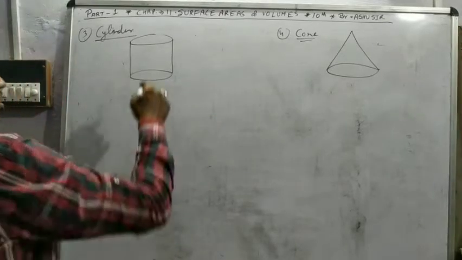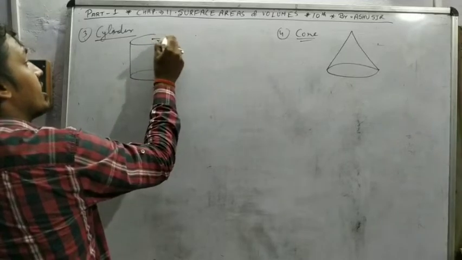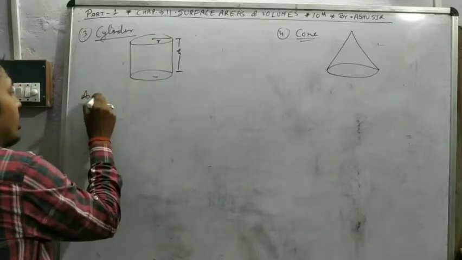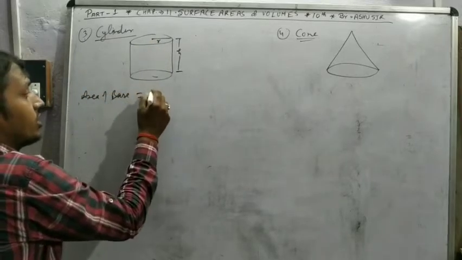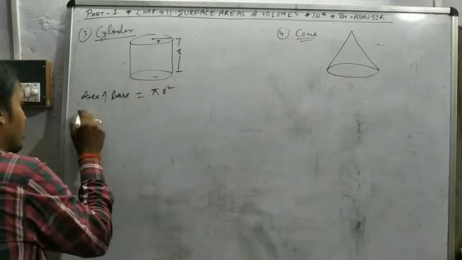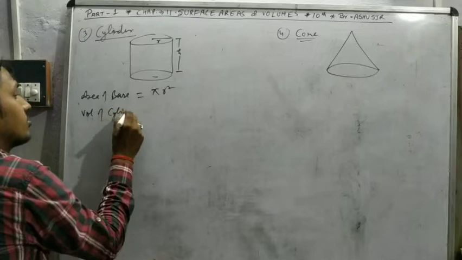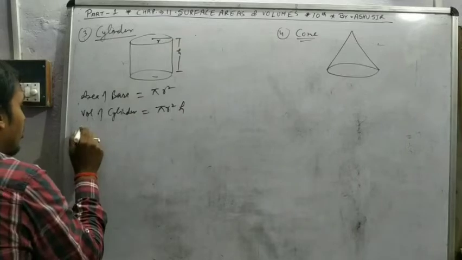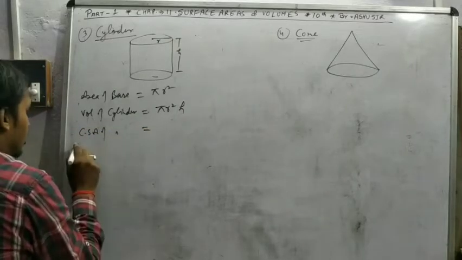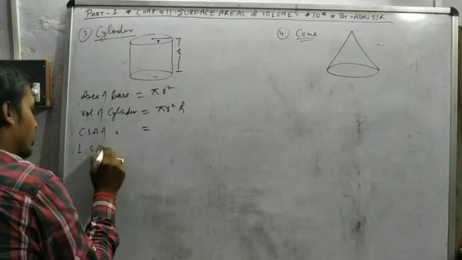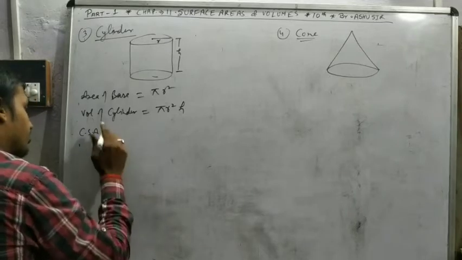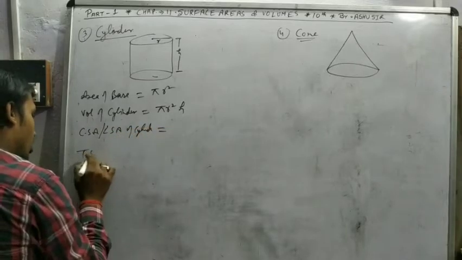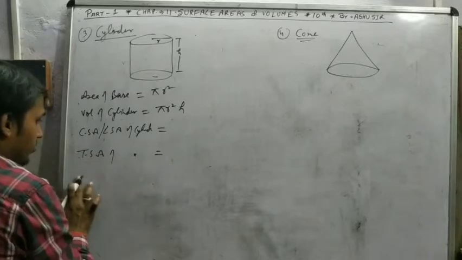Cylinder and cone have a top and base that are circular, so it has radius R, height H. Both faces are circular, so the area of base is pi R square, circular base. Volume of cylinder is area of base into height, pi R square into H. CSA of cylinder, LSA of cylinder is the same. TSA of cylinder.